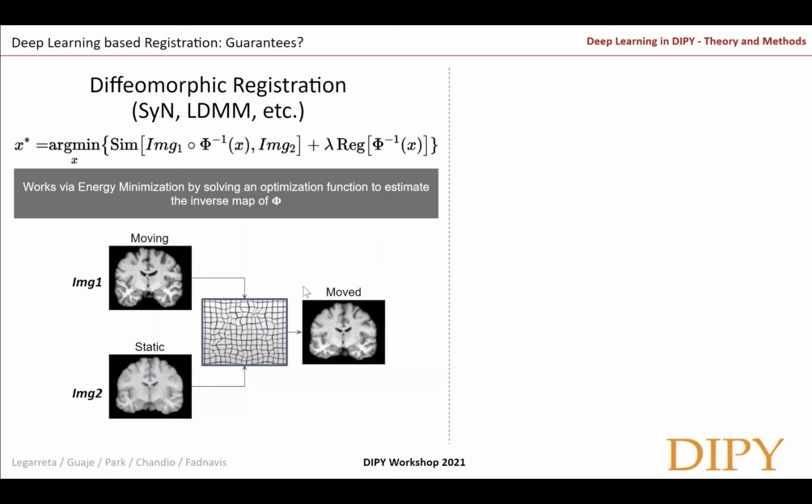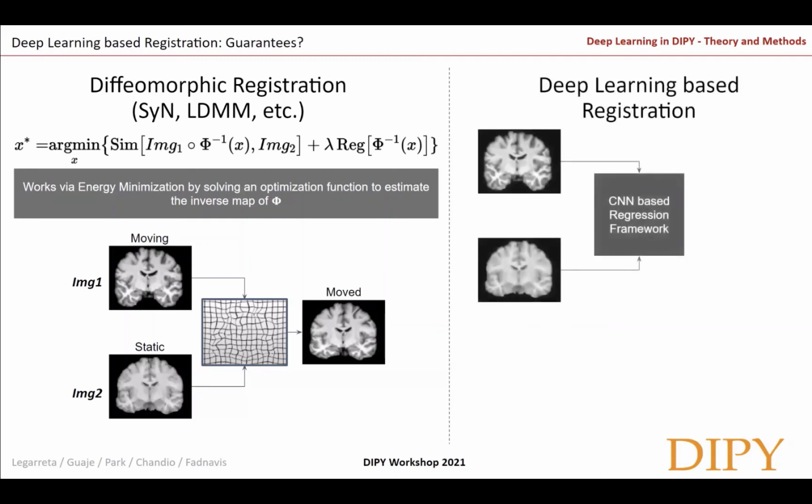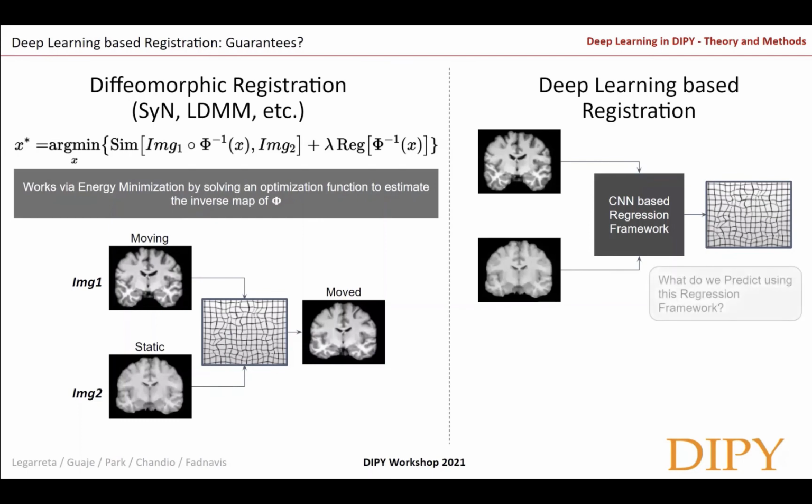While this is a very good one, diffeomorphic registration does provide certain guarantees, and it is very well known that it might be slow in practice because it's a pairwise approach. In contrast, in deep learning based registration, you have this same image 1 and image 2, but you put them in a regression framework, and the regression framework is basically trying to learn the deformation map. So just to be clear about what I'm saying, instead of solving this optimization problem over here, we have reformulated it as a prediction problem.